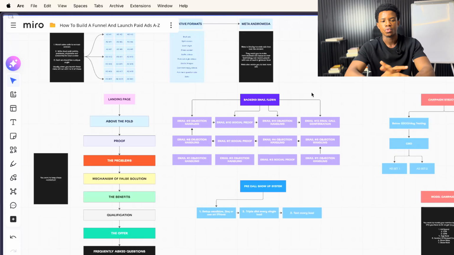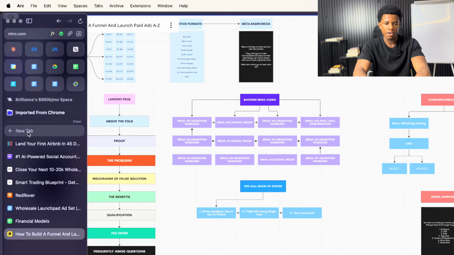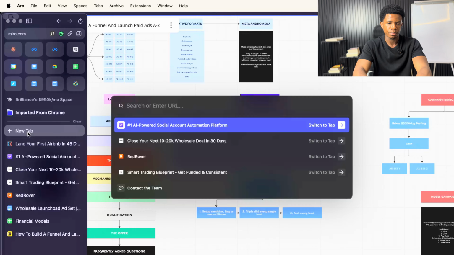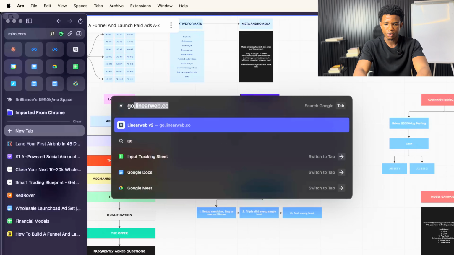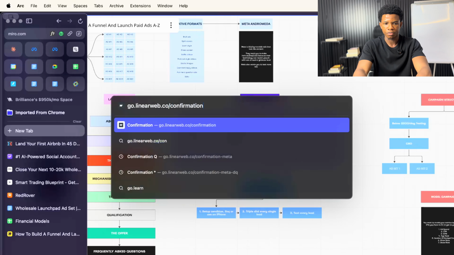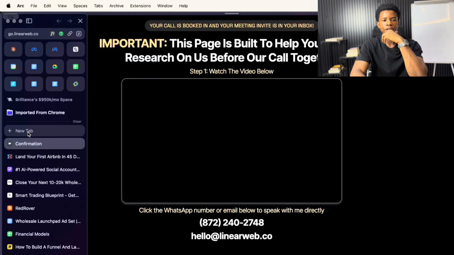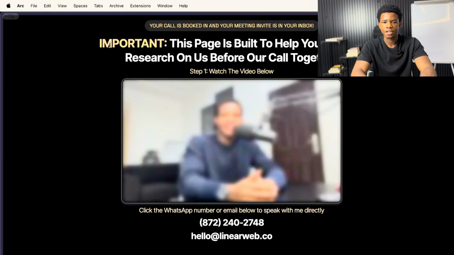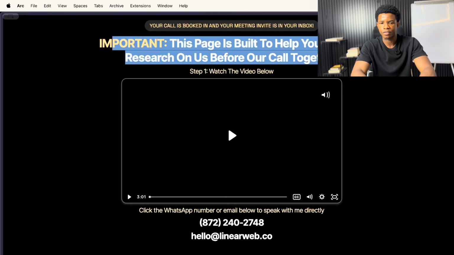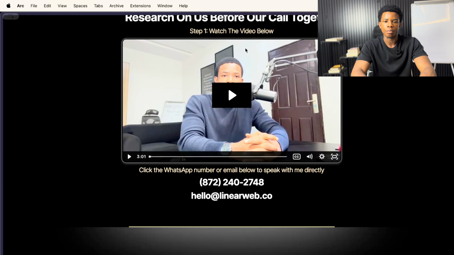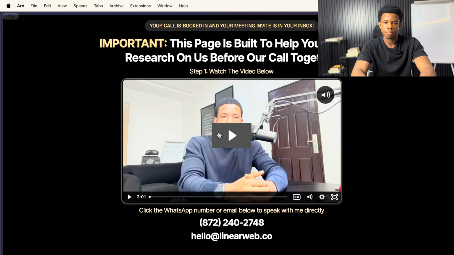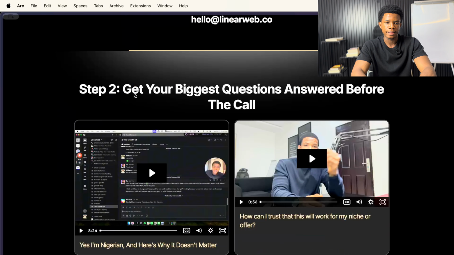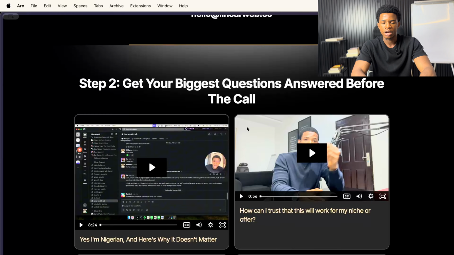Now we move on to the next part, which is going to be your actual confirmation pages that you use for your landing pages. And this is very simple. If we go to confirmation, you're going to see what a confirmation page looks like and how it should be built. You can see here, this page is built for you to do your research on us before a call together. Basically you have a video just explaining what the page is and how they can use it. And then you go into the actual questions that people have.